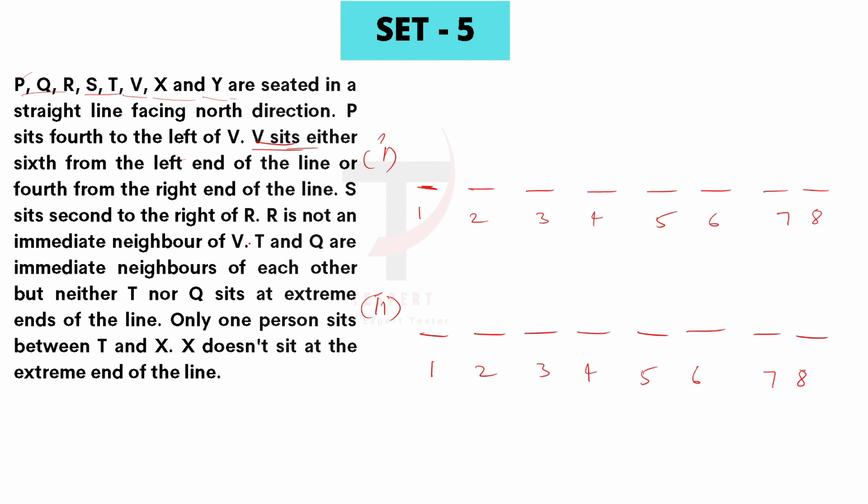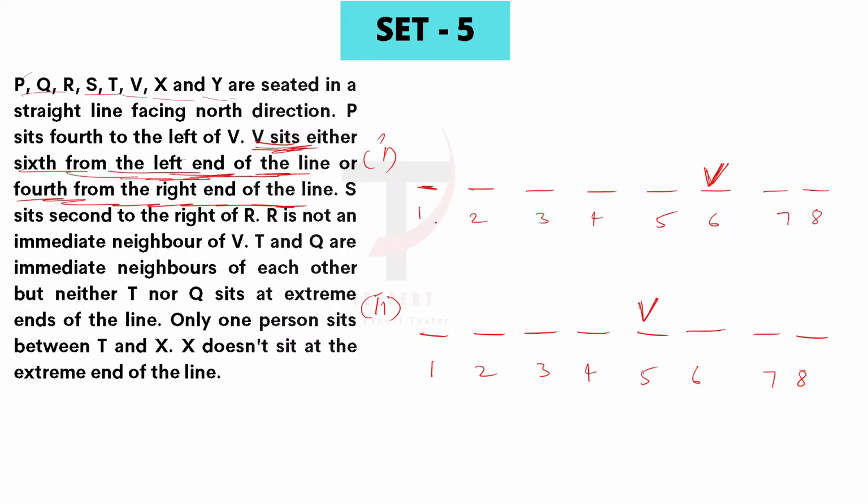So in the first case, we shall consider V sitting sixth from the left end of the line. So this is the left end, this is the right end. Sixth from the left, which means here. V is here. Whereas in the second case, we shall consider V sitting fourth from the right end of the line. Fourth from the right. This is first, second, third, and fourth. Fourth is here on 5.